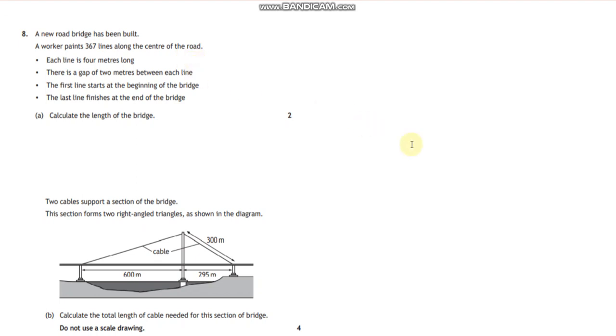Okay, question 8. So a new road bridge has been built. Excellent question. A worker paints that many lines on the centre of the roads. I think I'm going to get a machine to do that these days, but okay, imagine a wee guy doing that. Brilliant. Each line is 4 metres long.